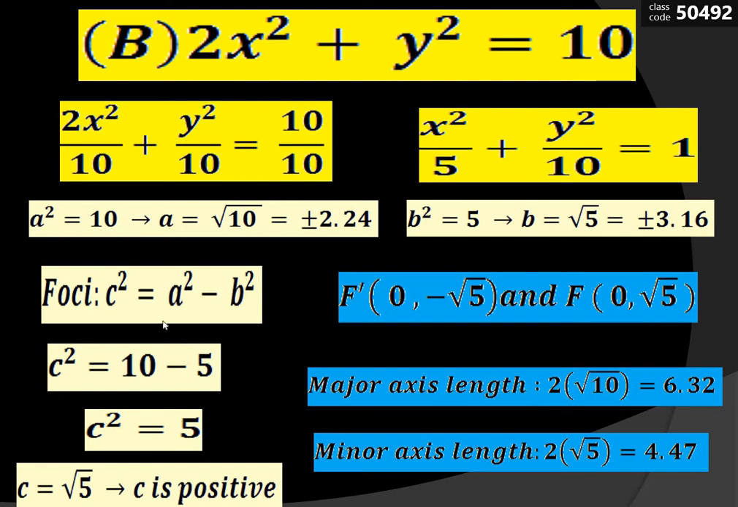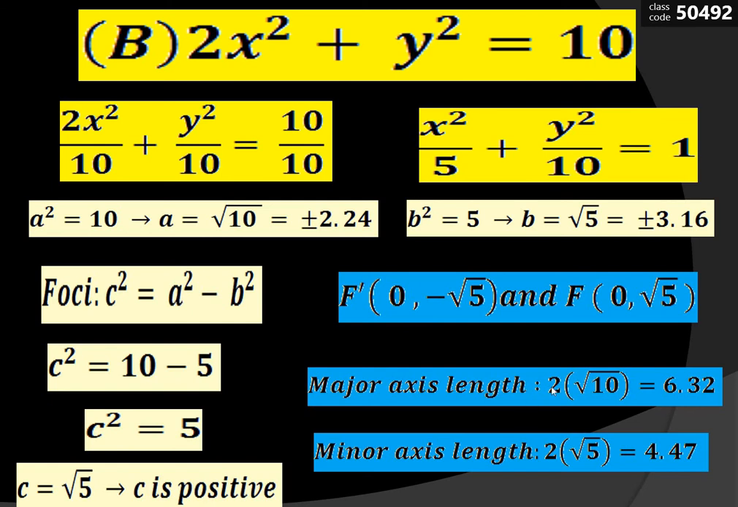Okay, we need to solve also the c value using the formula c squared equals a squared minus b squared. To solve for c by substitution, we know that a squared is 10 minus the 5, which is b squared. So therefore, c squared is equal to 5. And taking the square root, c is positive. Okay, remember that c is positive. F prime this time is 0, negative square root of 5, and f is 0, positive square root of 5. So we need to have both sides.